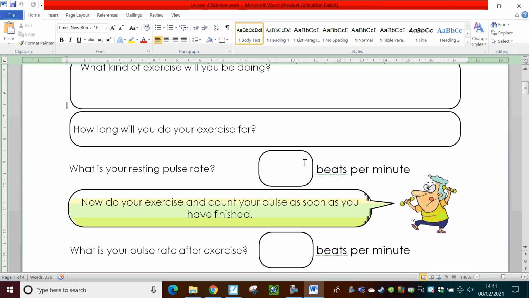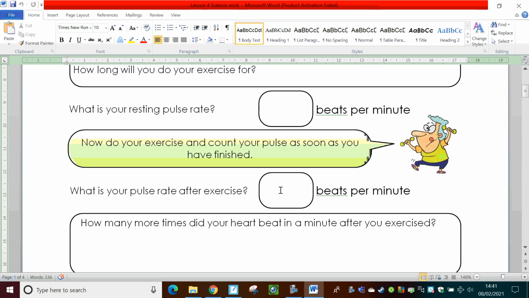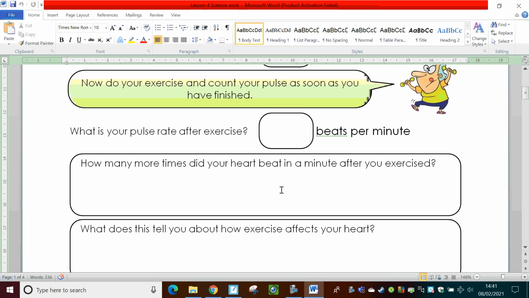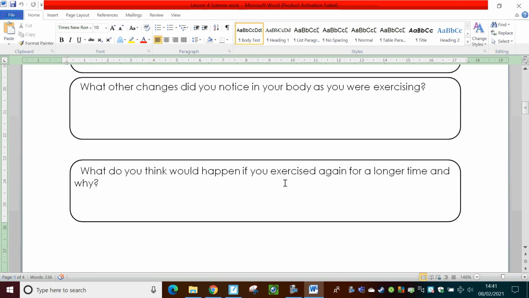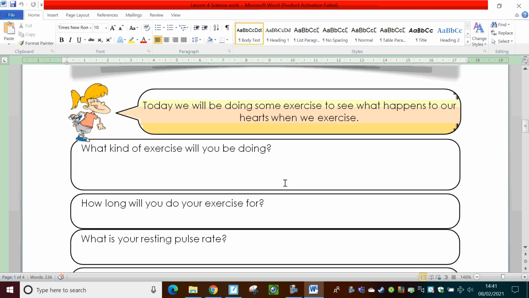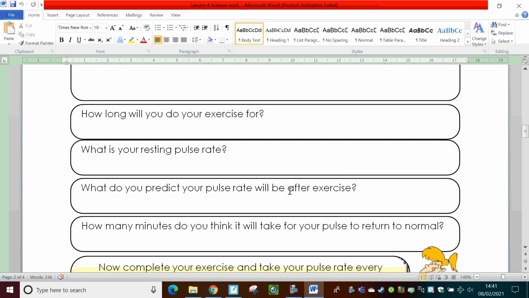So take this before your exercise. Then do your exercise and record what your pulse rate is after. And then you've got several questions to answer based on that information. Silver then. Again, same as bronze, perform the exercise, but first take your resting pulse rate. Then you have a prediction to do.